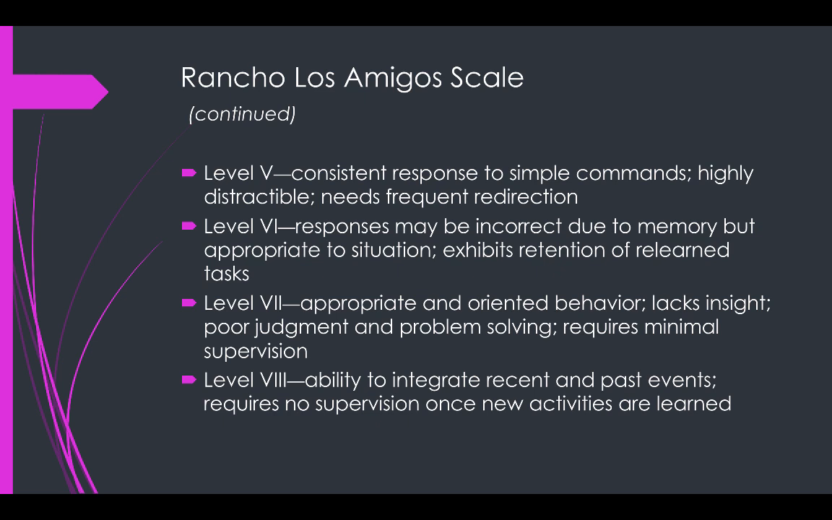Level 6, responses may be incorrect, more so because of lack of memory, but their responses are usually more appropriate to the situation that they're in. And they exhibit some retention of their ability to relearn tasks, such as feeding themselves, walking. Level 7, usually they have appropriate and oriented behavior. They may lack some insight or abstract thinking. They may still show poor judgment and problem solving skills, and they usually require minimal supervision.